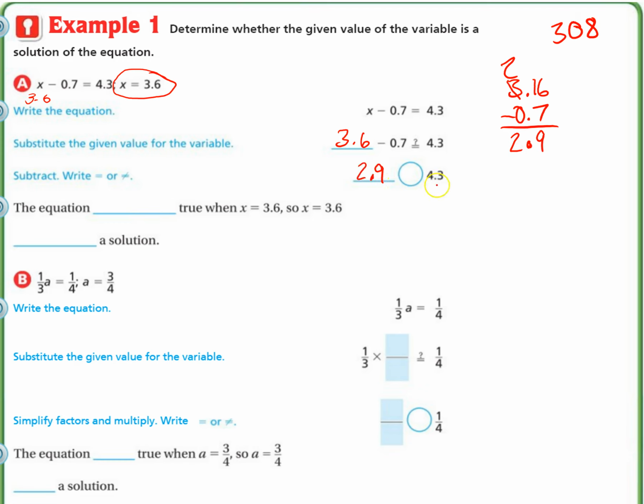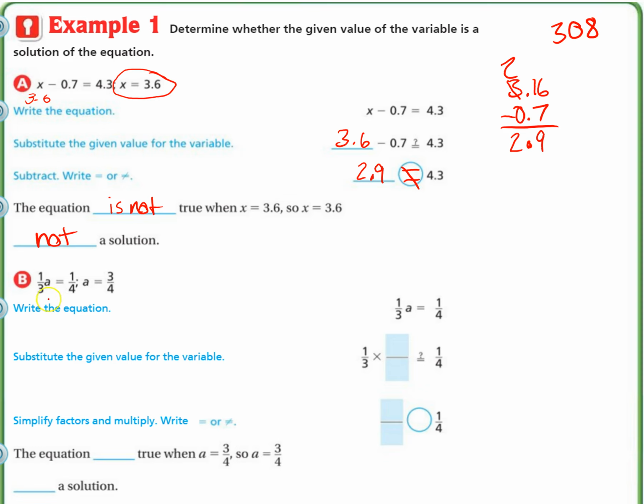And 2.9 is not the same thing as 4.3, so these are not equivalent. Okay, so the equation is not true when x equals 3.6. So x equals 3.6 is not a solution. And that's it. They just wanted you to check that. Check to see if it was correct.